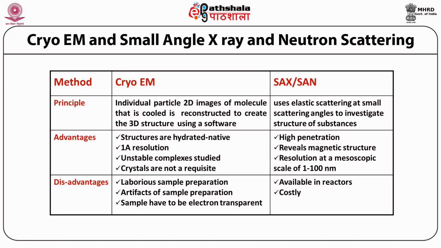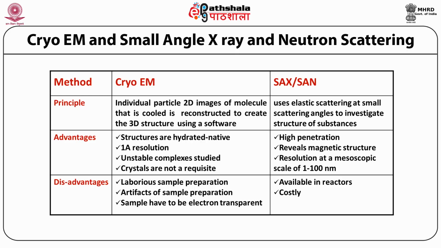Cryo-electron microscopy and small angle X-ray and neutron scattering are a few other technologies that have been used to understand protein structures. Let us just go through the principles, advantages and disadvantages of these two techniques.